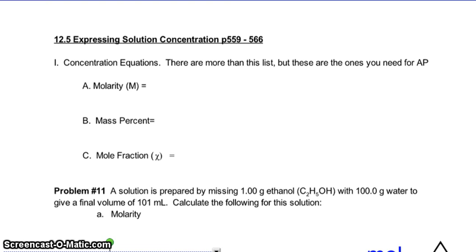Today we're going to start with section 12.5. We're talking about solution concentrations. That's all we're going to do. So have your notes and get a calculator, because we're going to be calculating today. The first ones are concentration equations.